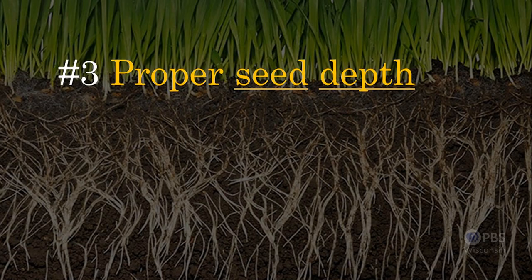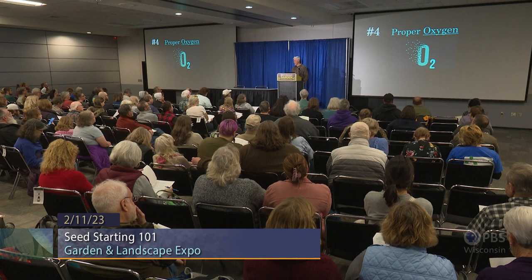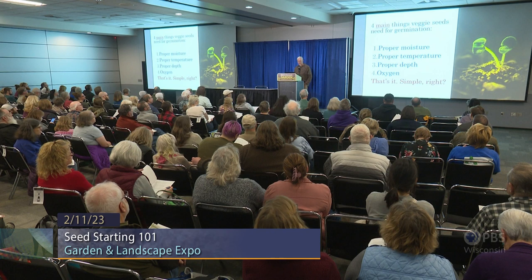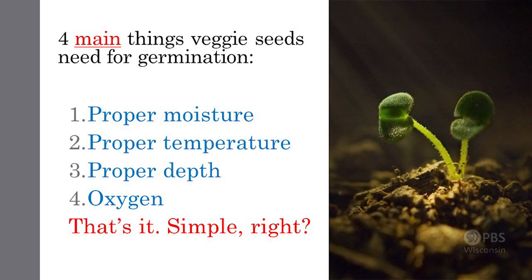Seed depth, proper seed depth. This is one I don't harp on a lot because it's the most simple out of all the four main ingredients in the recipe, but it's important. And oxygen. All living things need oxygen. We all need it, plants need it, seeds need it, okay? So proper moisture, temperature, depth, and oxygen. That's it. Everybody can memorize that, right?